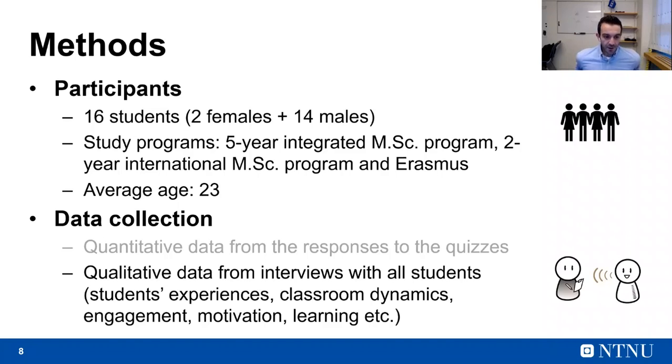Then for data collection, we had 2 types of data: the quantitative data, which are basically responses to the quizzes and statistical data from how the students responded, and qualitative data from interviews that were carried out with all students. Through these interviews, we tried to find common patterns on, for example, student experiences using the SRS systems in class, classroom dynamics, engagement of students, motivation or demotivation of students, learning and understanding of concepts.